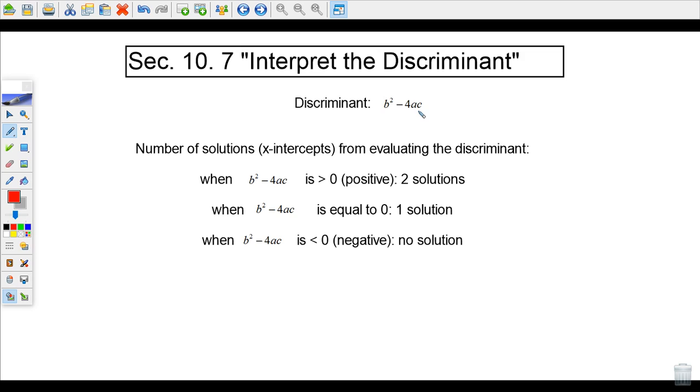So here are kind of the guidelines. When the discriminant is positive, there are two solutions to the equation. When the discriminant is equal to 0, there is one solution. And when it is negative, there are no solutions to the equation.